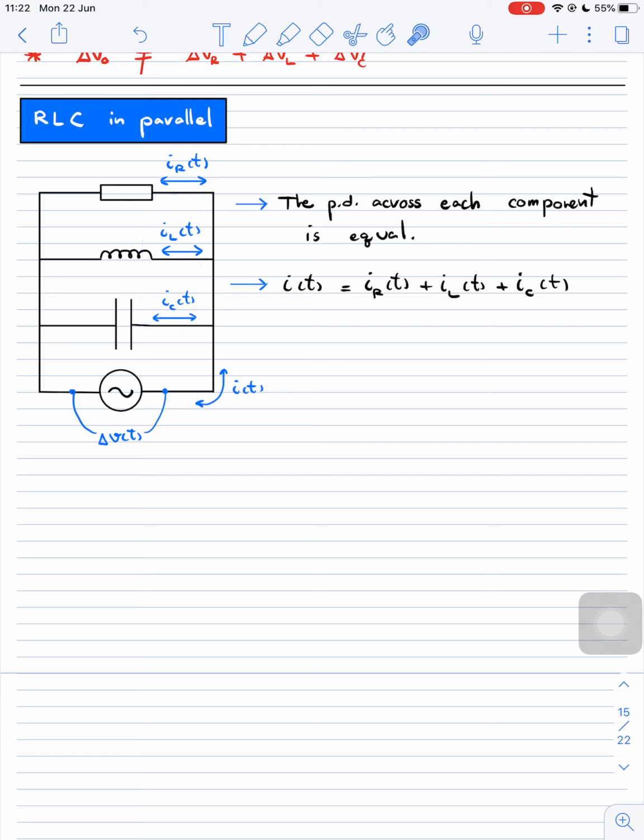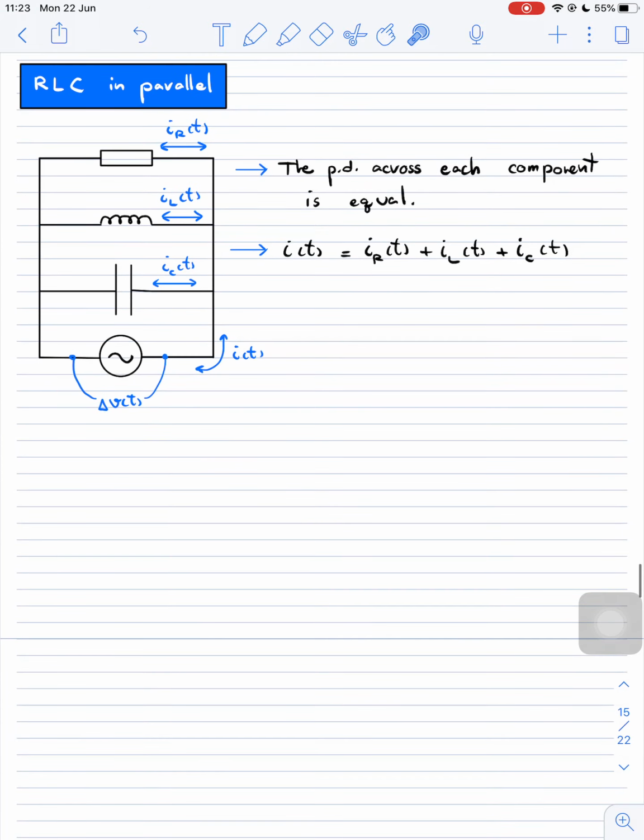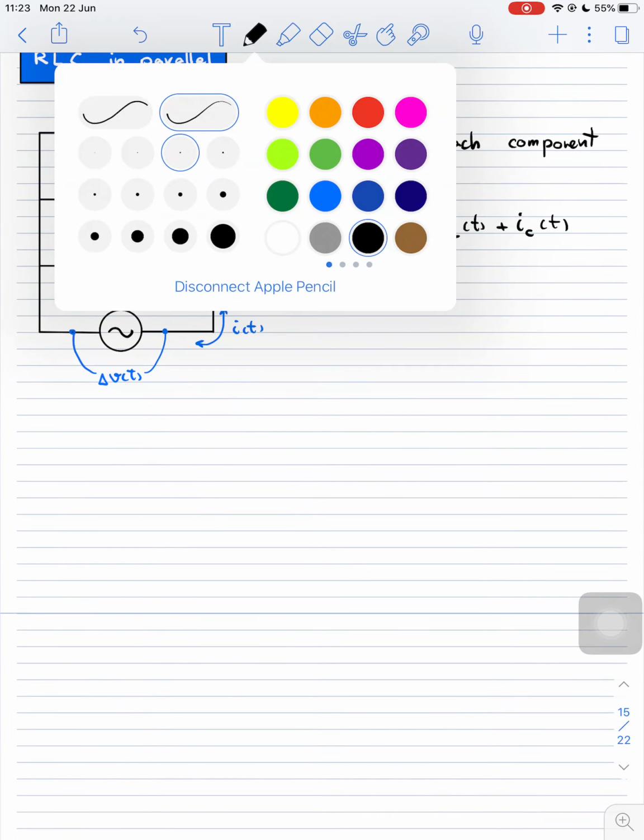We know that the current through the source must be equal to the current through the resistor, plus the current through the inductor, and then plus the current through the capacitor. So we have this relationship. Also, the potential difference across each component, across the R, the L, and the C, must be equal to each other as well. So in this case, to write down the phasor diagram, the common variable must be the potential difference across each component.